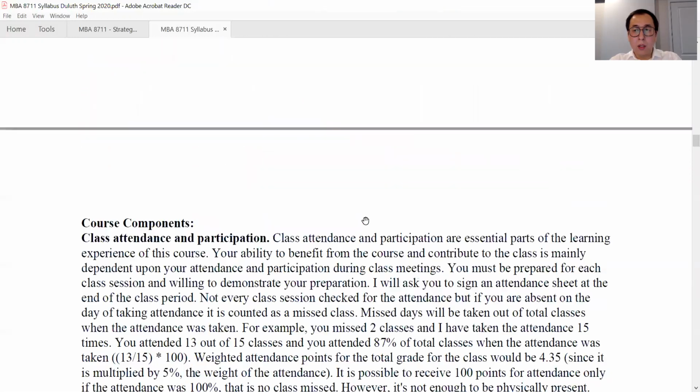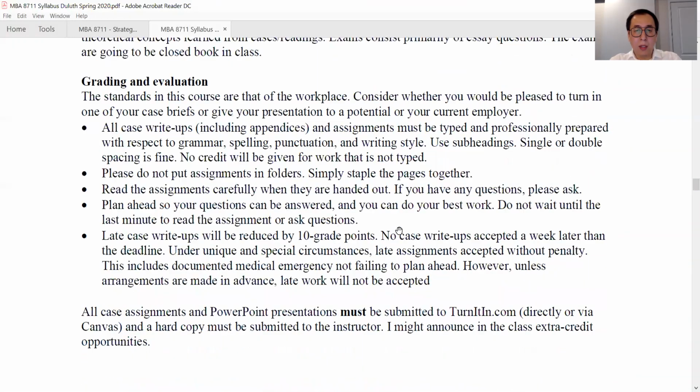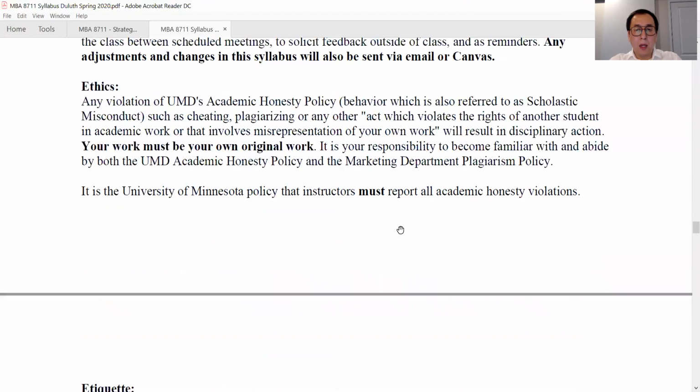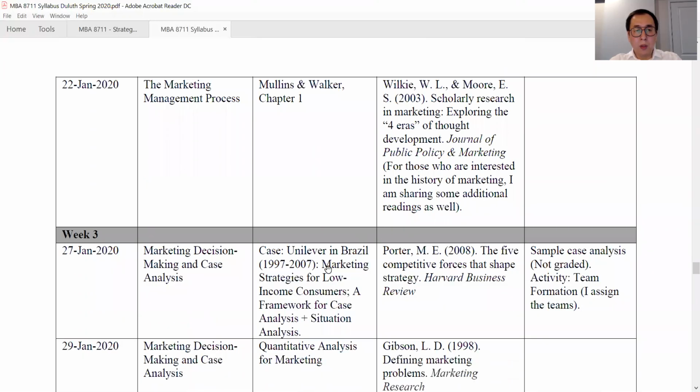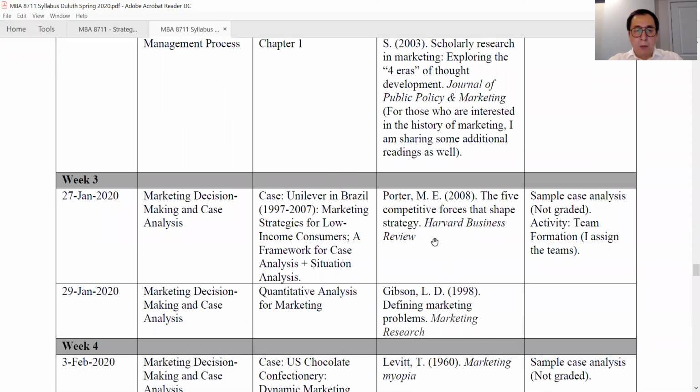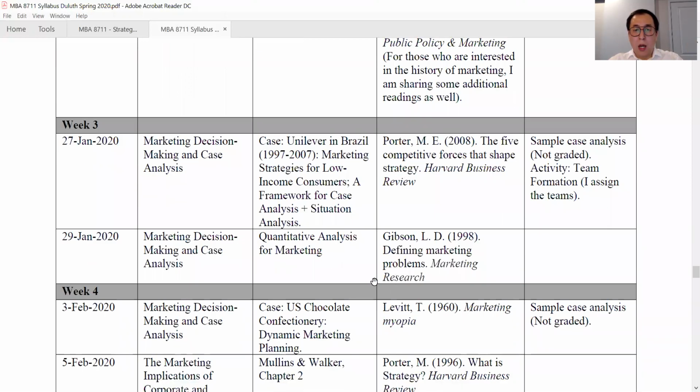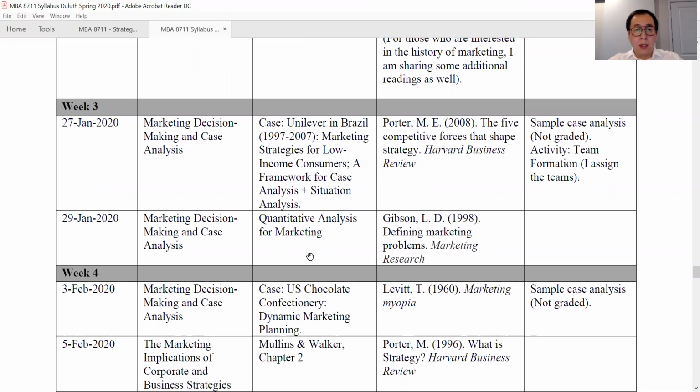So just to touch on the topics and connect them together so that we have that big picture in front of us. We looked into the overall marketing management process. We looked into marketing decision-making and case analysis. So now we understand how we decide and how we solve problems. What are the key aspects that we're looking into? Five forces, the history of marketing, and then moving forward into the case analysis specifically, so how do we solve cases, including some of the quantitative analysis that we use in a case analysis.